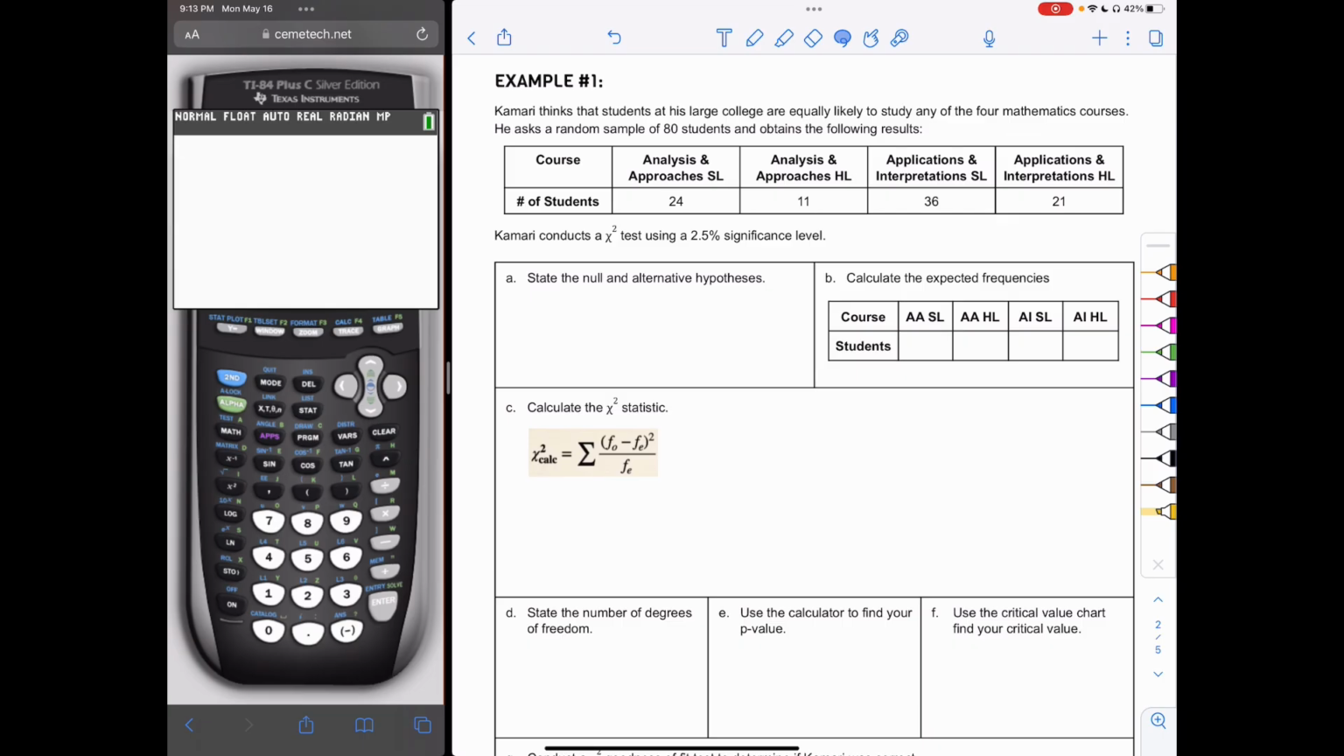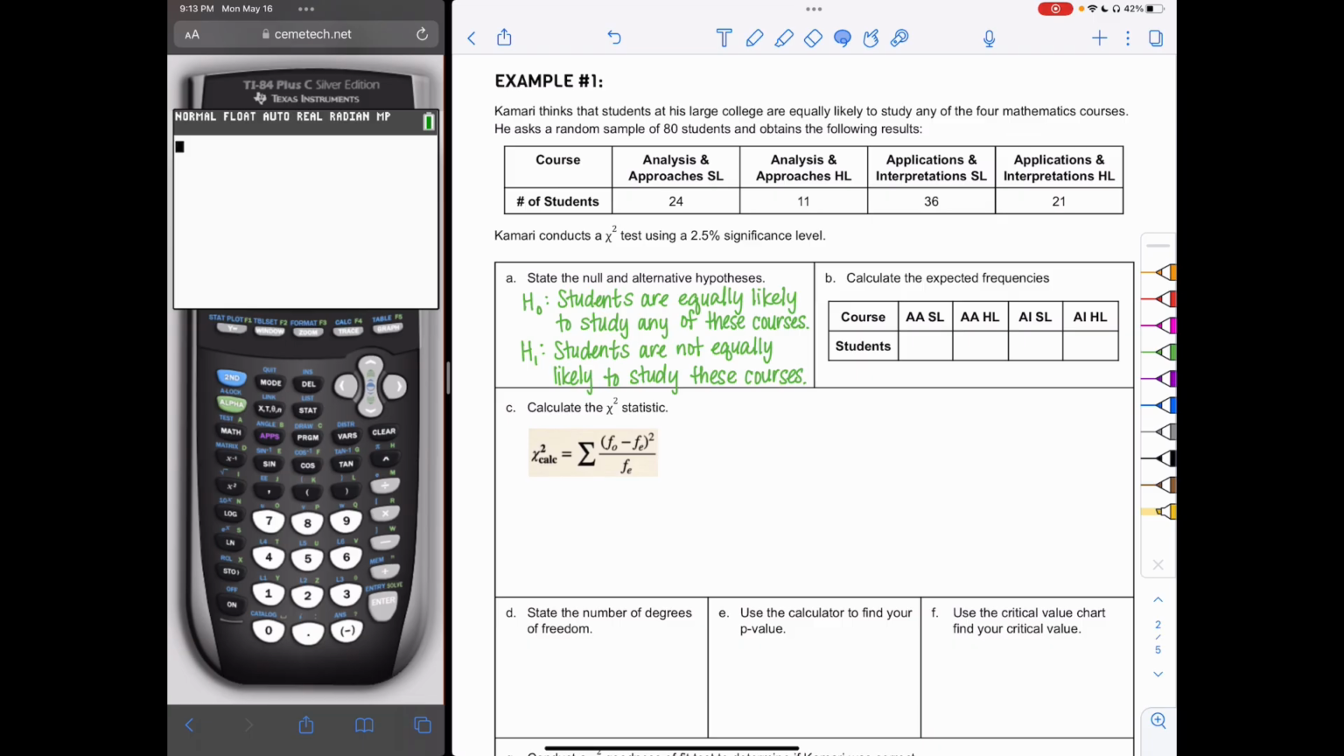We need to state the null and alternative hypothesis. So my null hypothesis is that every student is going to be equally likely to study any of those 4 courses. All right. My alternative hypothesis is going to be that the students are not going to be equally likely to study any of those courses.